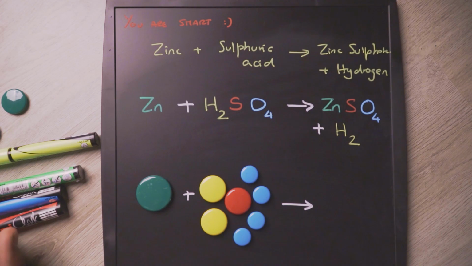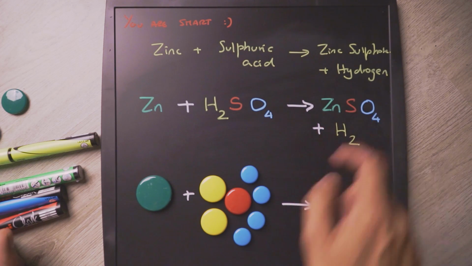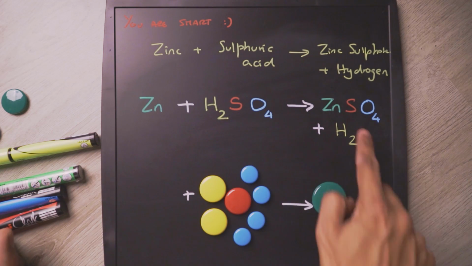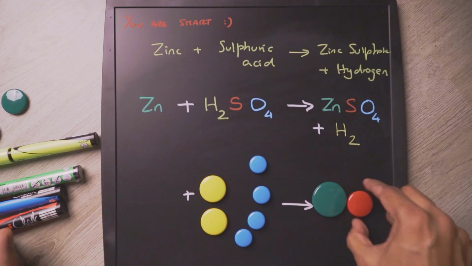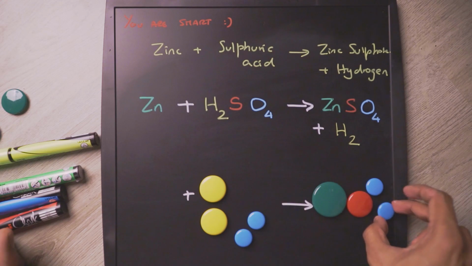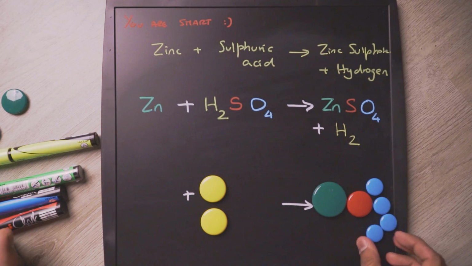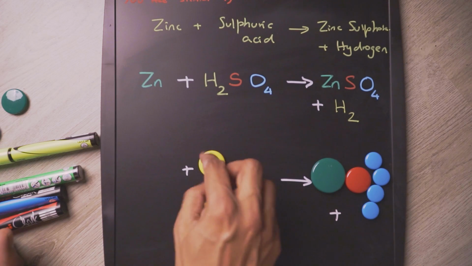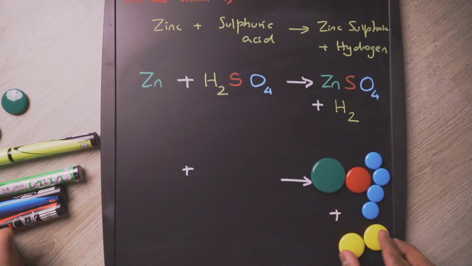Okay, let's do it. I need to create zinc sulfate, I need a single zinc. So I will take this zinc and put it here. I need one sulfur. So I'll take this sulfur and put it here. I need 4 oxygens. So I'm going to take these 4 oxygens and put them on the right hand side. Okay, so zinc sulfate is created. What do I need? I need to create my H2 now. So to create this H2, I'm going to take these 2 hydrogens and move them here. Okay, so now my formula matches.